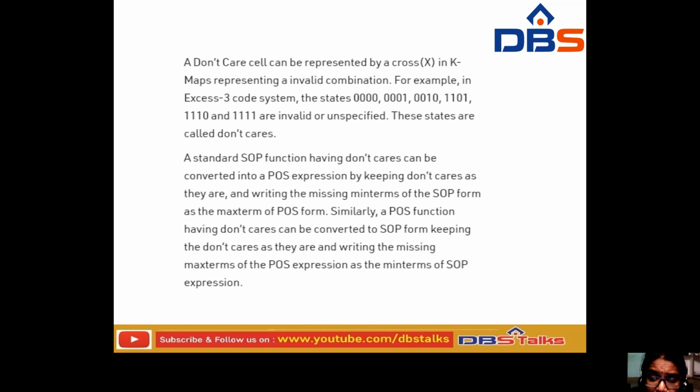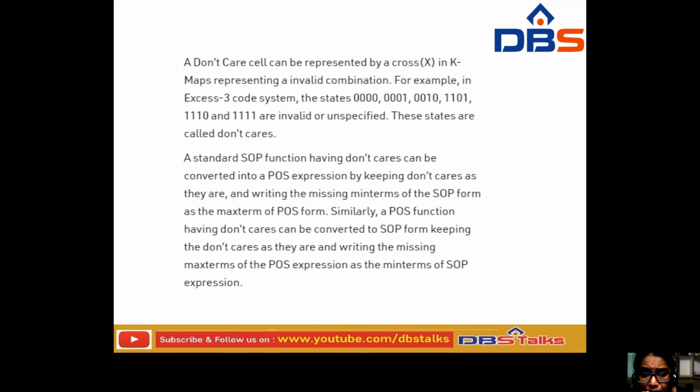But maybe an expression is also related to that. Suppose it is a large expression and the K map is fully filled, with each and every cell filled. Then at that point it will not be mentioned particularly. But in a sum of products or product of sums, if a cell is empty, simply by keeping the cross mark in that K map, we can represent it as a don't care cell. That cell should not be cared for in the evaluation of the Boolean expression.